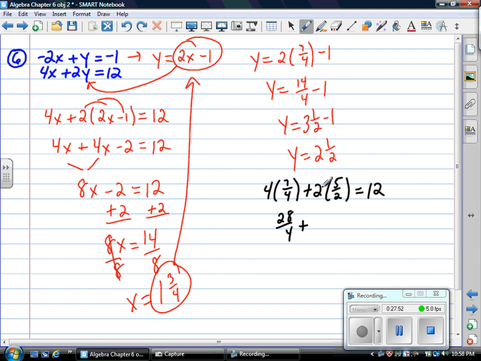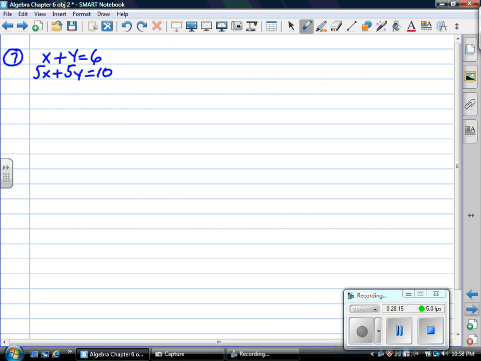I'm sorry, did that wrong. 2 times 5 is 10. That's 10 over 2. So we get 28 over 4 plus 20 over 4. We get 48 over 4, which does equal 12. Check it out.